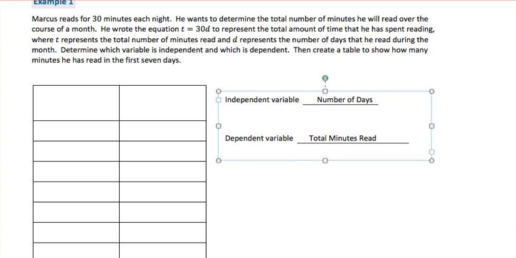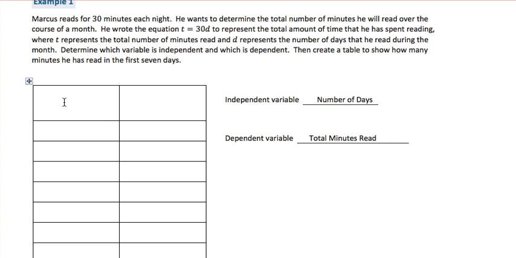Again, just so we're clear, the number of days simply stands on its own. Nothing changes. The number of days does not change as a result of anything happening in the problem. On the other hand, our dependent variable, which is the total number of minutes that are read, is dependent on how many days he read. So it makes it a dependent variable.